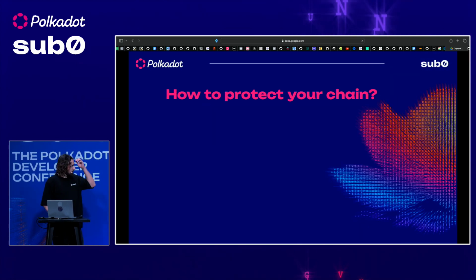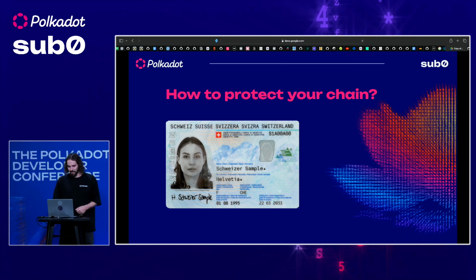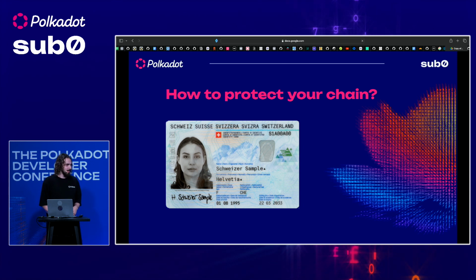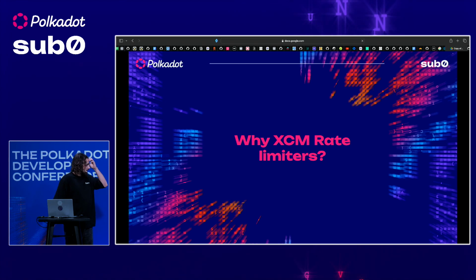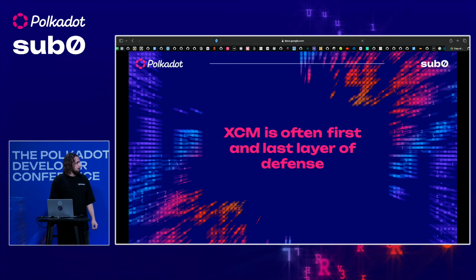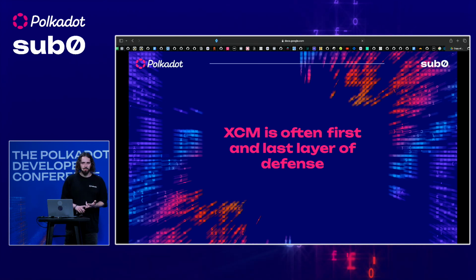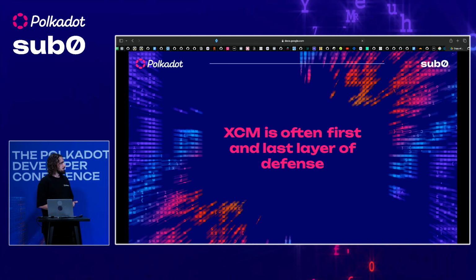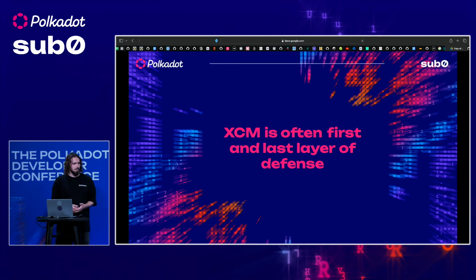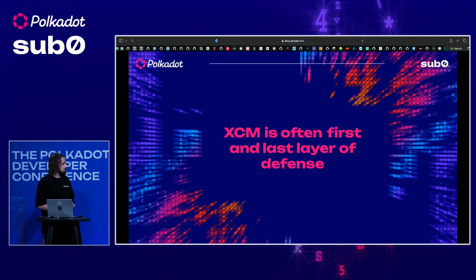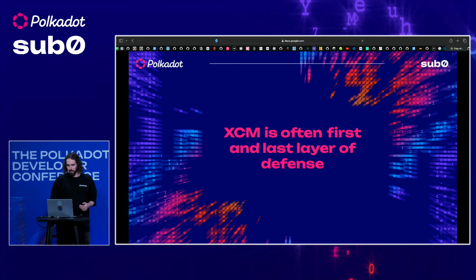So how to protect your chain? You could do KYC, which probably we don't want to, and it probably won't stop any hackers from putting money on your chain. So why XCM rate limiters? You should always do audits. You should always have some mechanisms in your protocol that will make sure that you are as secure as possible. But in the end, for most parachains in Polkadot, the XCM is often the first and last layer of defense because all the messages pass through it and are being executed.